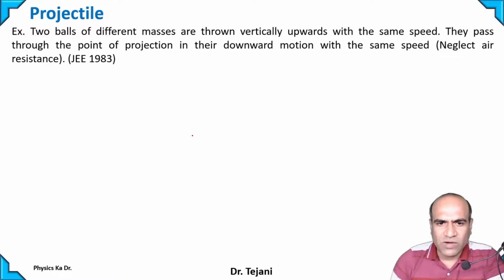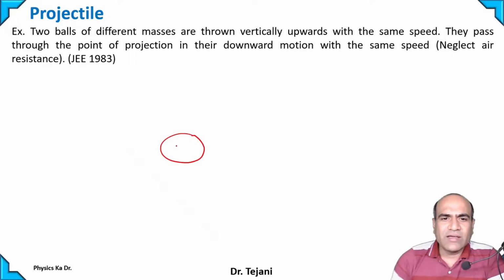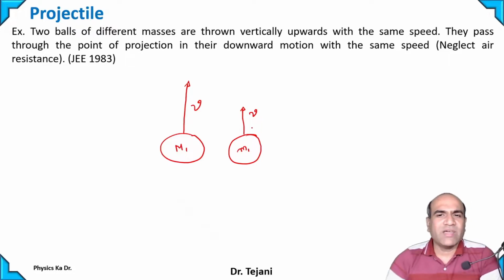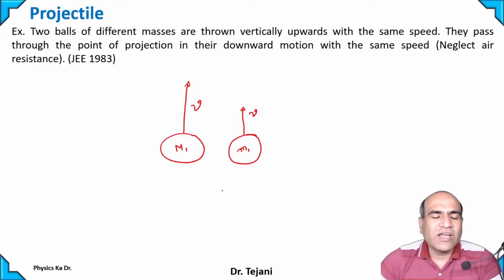Two balls of different masses. Let us say one ball has the bigger mass m1 and is thrown vertically upwards with velocity v, and another ball has a smaller mass, let's say m2, which also moves vertically in the upward direction, and we are not considering air resistance.